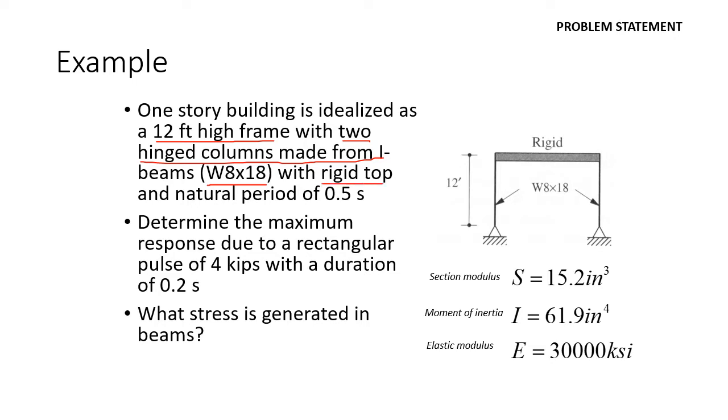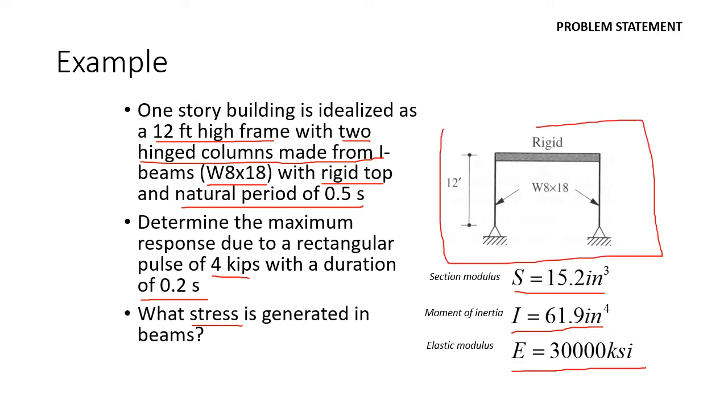It has a rigid top and a natural period of 0.5 seconds. They want us to determine the maximum response due to a rectangular pulse of 4 kips with a duration of 0.2 seconds. They also want us to find the stress that's generated in the beams. So they tell us our section modulus S is equal to 15.2 inches cubed, our moment of inertia I is equal to 61.9 inches to the fourth, and our modulus of elasticity E is equal to 30,000 ksi. And we have our diagram up here.